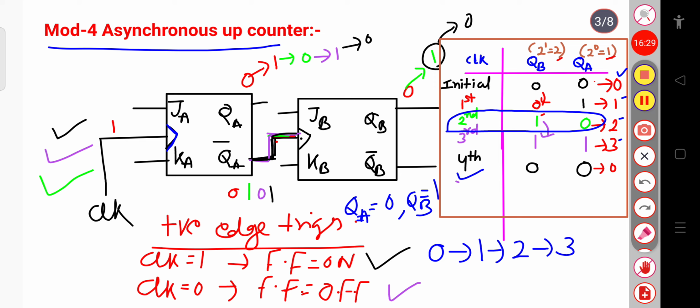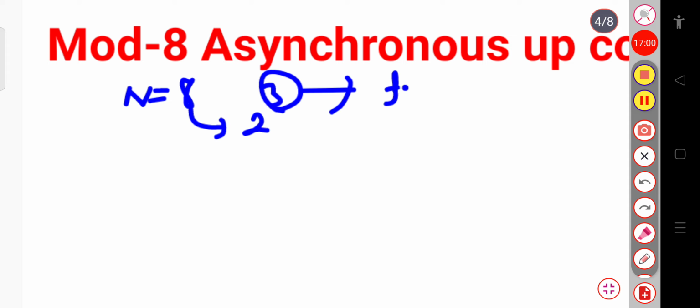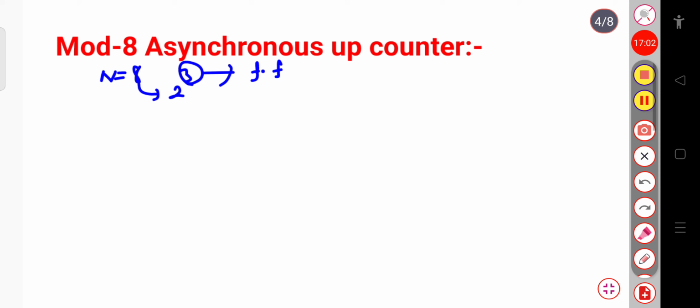Now we will see the mod 8 asynchronous off counter. Here mod 8 means capital N equals 8. That is, the number of counts is 8. We can represent 8 as 2 power 3. That's why the total number of flip-flops used here is 3. Now let us draw 3 flip-flops to make a mod 8 asynchronous off counter.